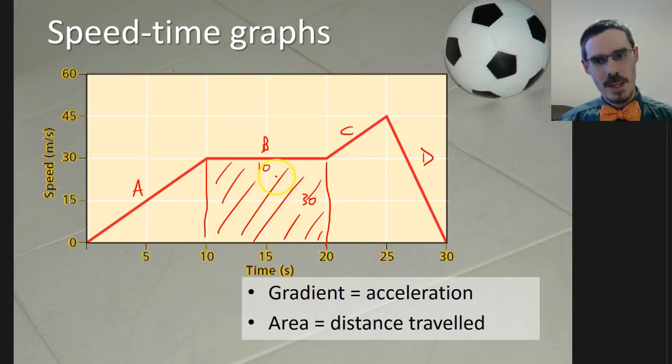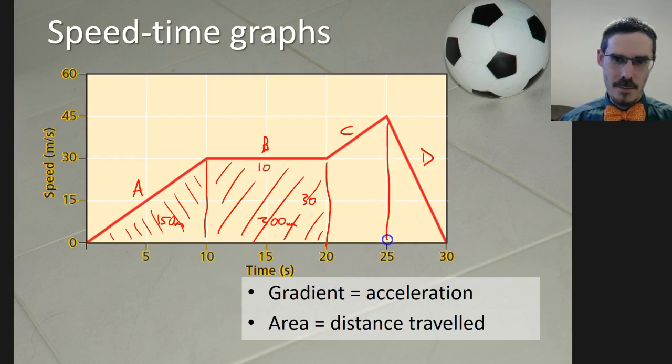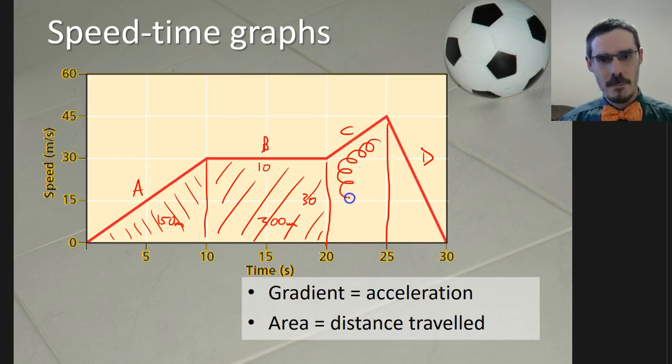That works even for the other bits. Have a look at A. At A, it took 10 seconds to get up to 30 metres per second. And the distance travelled is actually the area underneath here, which is half of 10 times 30. It actually travelled 150 metres here, where it travelled 300 metres there. And even the next section, C, the same rule is going to work. The distance travelled is the area underneath that curve.